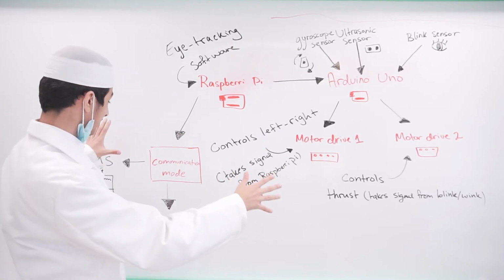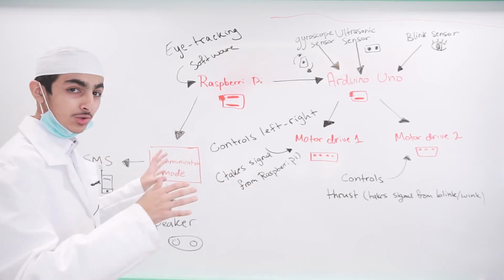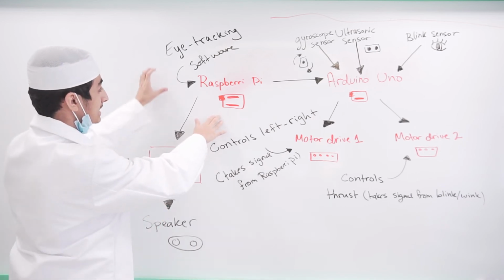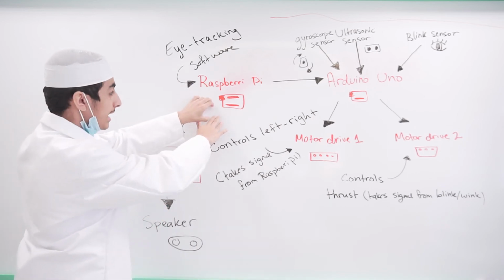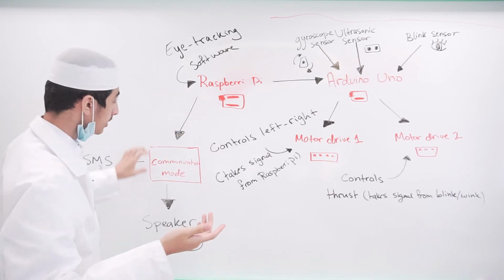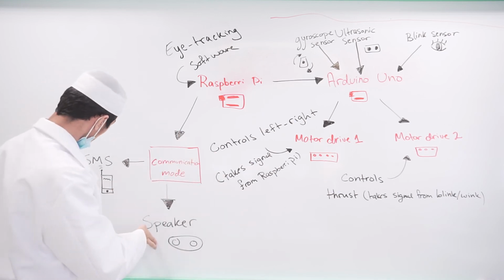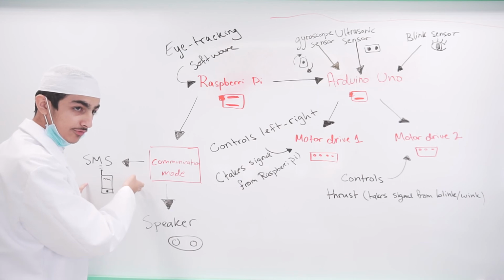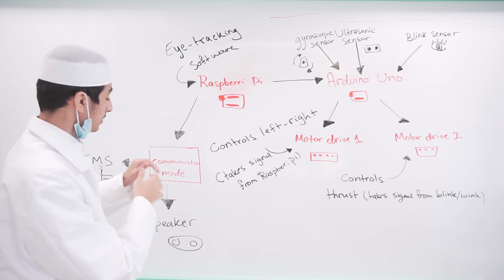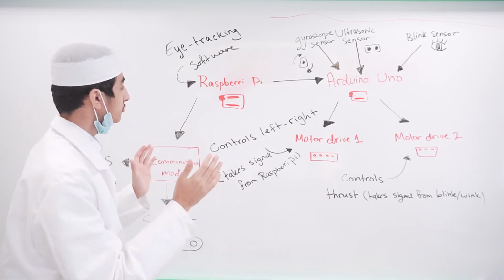While this drawing might look complicated and hard, it's actually much more simple than you think. So it all starts here, our main control unit, the Raspberry Pi. So this Raspberry Pi has the eye tracking software built onto it, and it also outputs onto the screen, which has our communication mode. And so the communication mode has 2 outputs, either a speaker or an SMS message, depending on if the patient has a request or needs to send a message to the caretaker. So the communication mode part is done. Let's move on to the movement part.